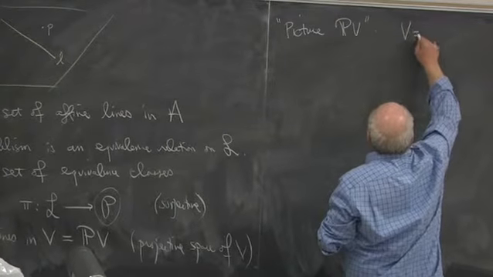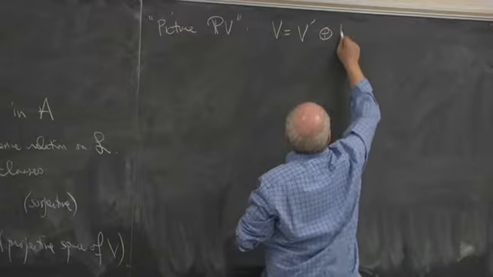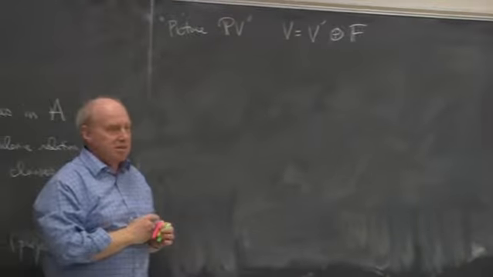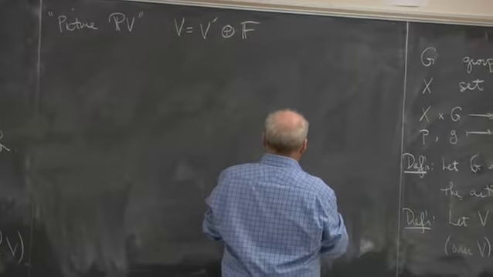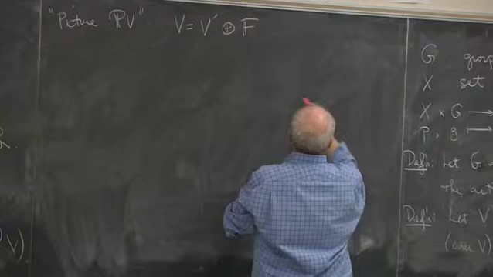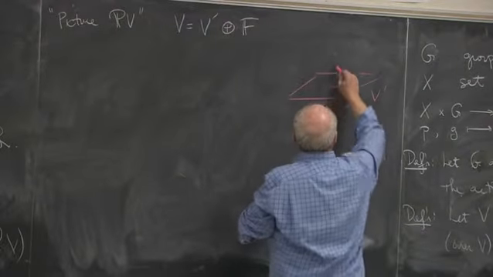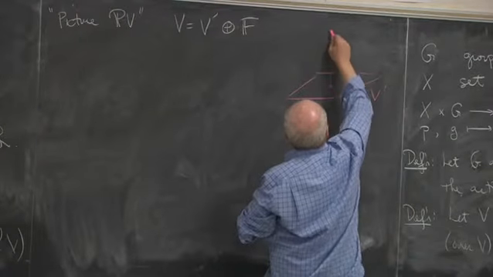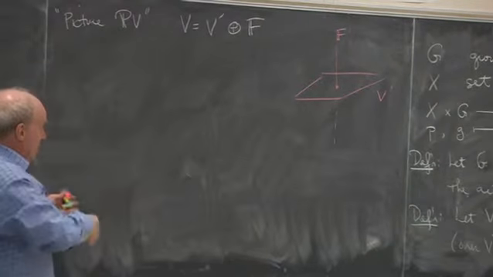So let's write V as the direct sum of a subspace and the scalars. So let me draw a picture where V is three-dimensional, and so V prime is then two-dimensional. Here's the zero vector, and now we have a copy of the scalars. So we have a three-dimensional space, but it's written that way.